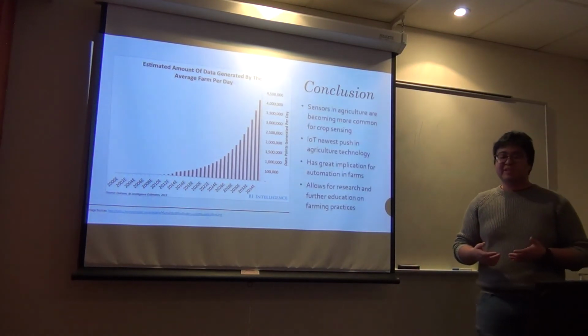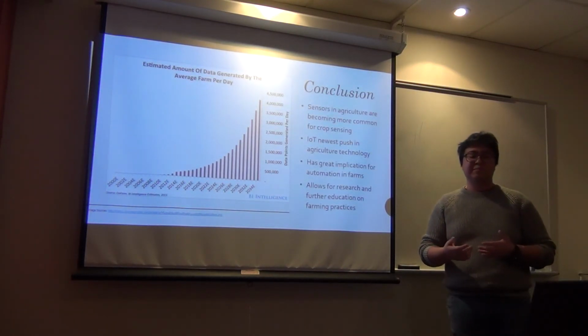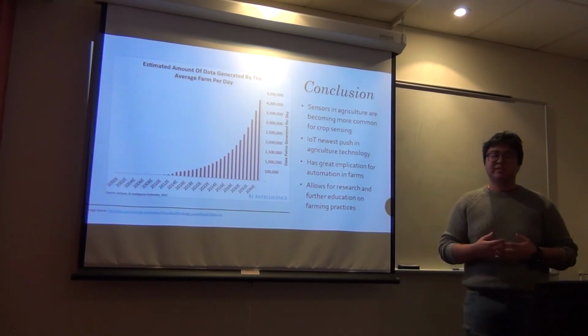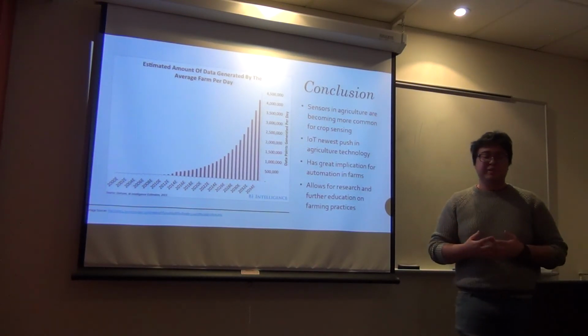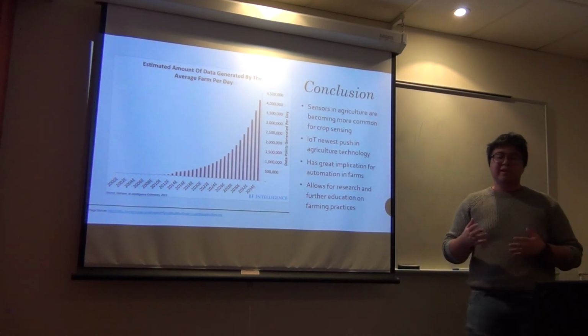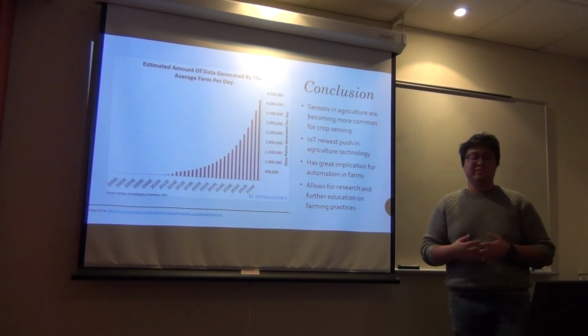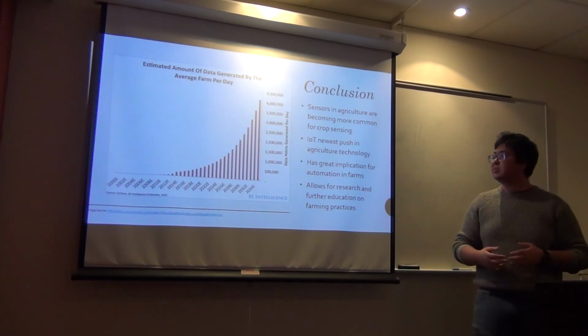So in conclusion, sensors in agriculture are becoming more common for crop sensing. IoT is the newest push in agriculture technology. It has great potential for automation in farms, and it allows for research and further education of farming practices.